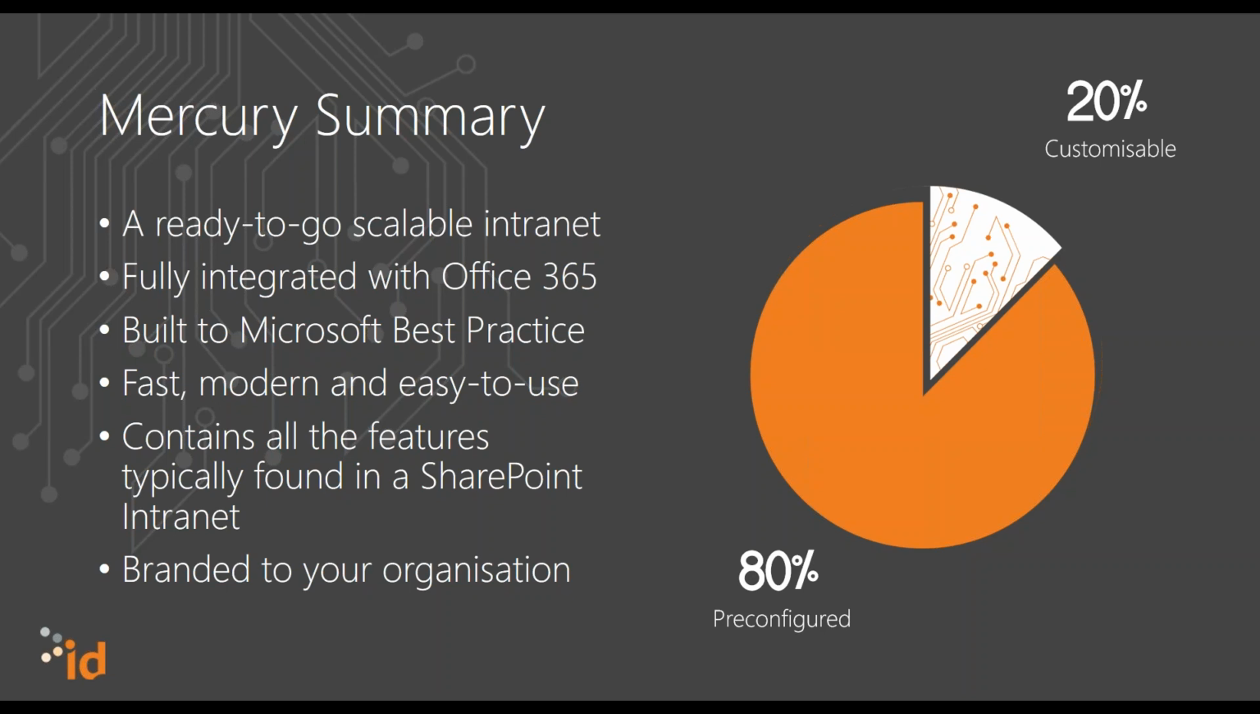And we typically say we can get a deployment of Mercury to your UAT environment in as little as 20 days, which is a fraction of the time it would take to deploy a completely custom intranet into your organization. And again, as I said earlier, it's fully branded to your organization. We can easily switch the branding. We can add your logo. We can add your corporate brand colors, and you're good to go.